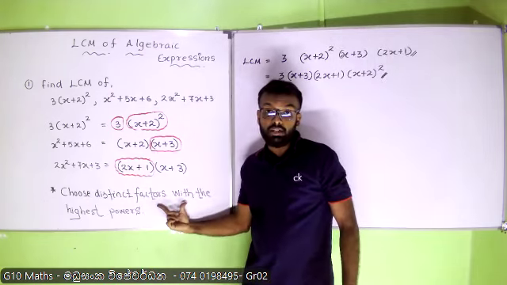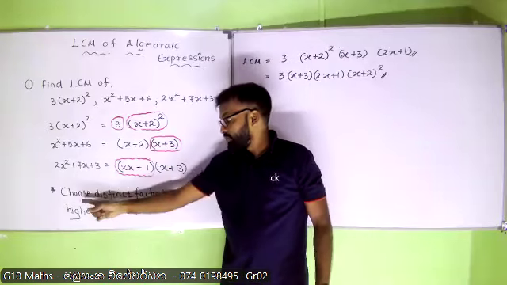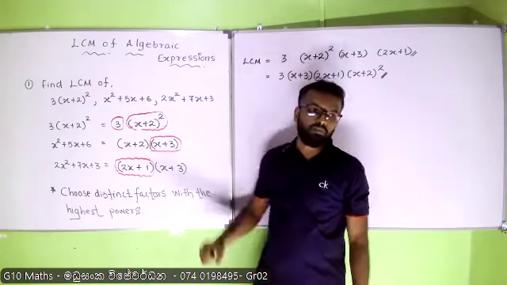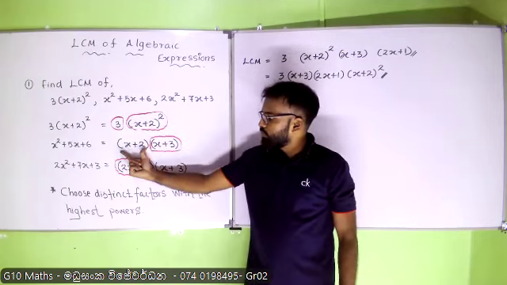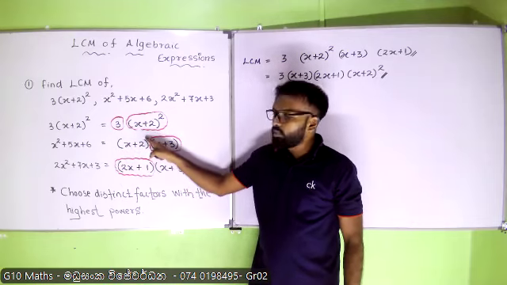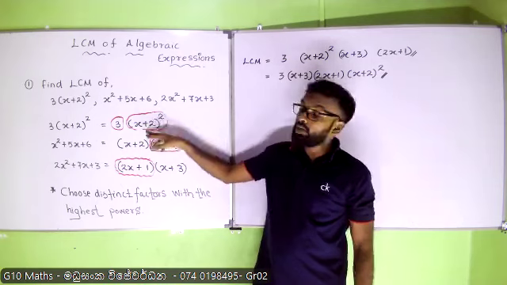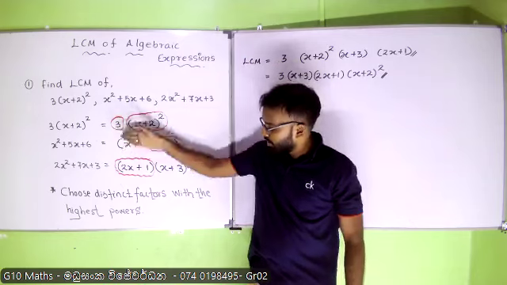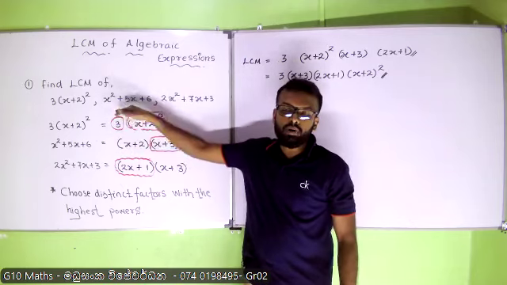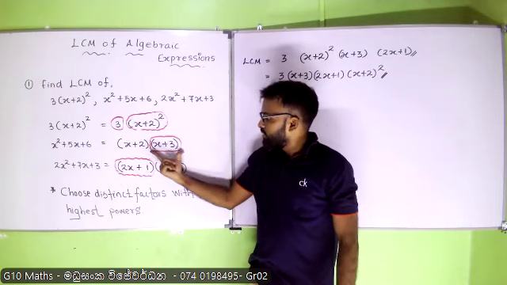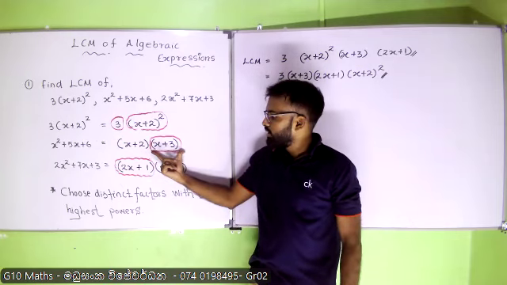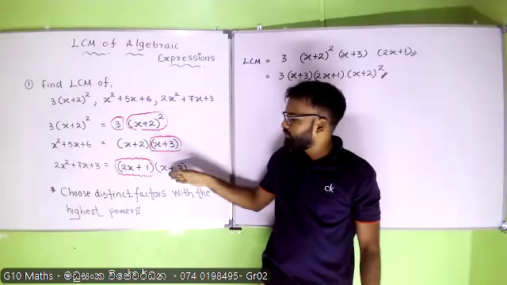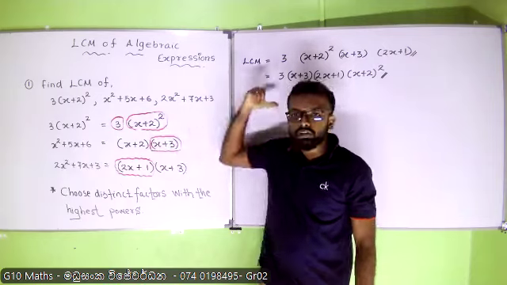This is for the sake of your understanding. Choose distinct factors with the highest power. When you consider x plus 2, this is x plus 2 to the power 1 and this is x plus 2 to the power 2. So you have to choose x plus 2 to the power 2 as a factor, not this one. There is the 3, which is 3 to the power 1. It is a factor. For x plus 3, here you have x plus 3, both in the same power. So you have to choose that.